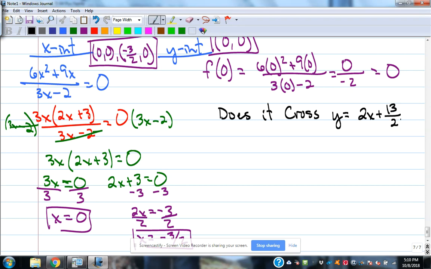Yeah, we set the, that's not over 2, it's over 3. Set the function equal to that oblique asymptote. So we're going to set 6x squared plus 9x over 3x minus 2 equal to 2x plus 13 over 3.